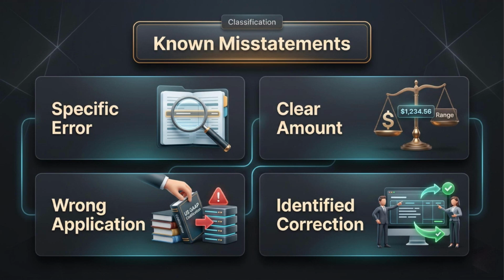Known misstatements are the easier category to understand because the specific amount can be identified. There is a clear transaction, balance, entry, or accounting decision that is wrong, and the correction amount is measurable without projection. For example, an expense recorded in the wrong period, an asset measured at an incorrect amount, or a journal entry posted to the wrong account may create a known misstatement. The important point is certainty. We know the amount, we know the correction. The judgment then moves to materiality. Is this known misstatement material individually or when combined with other uncorrected misstatements?